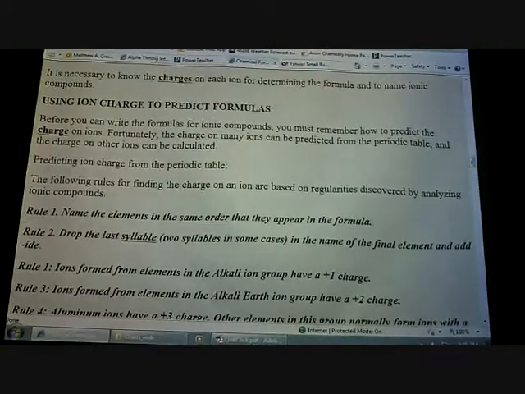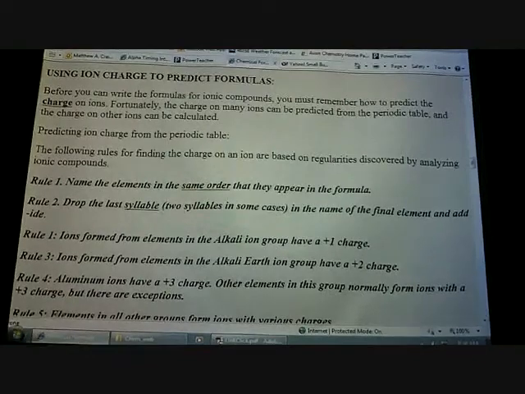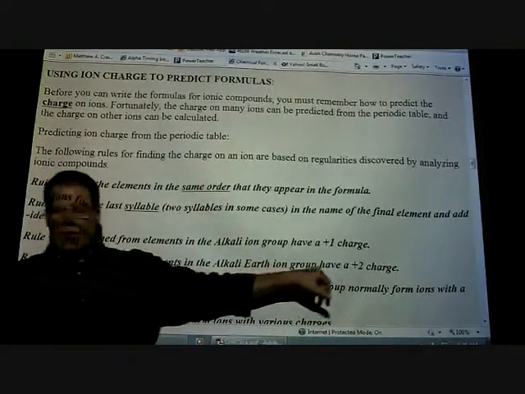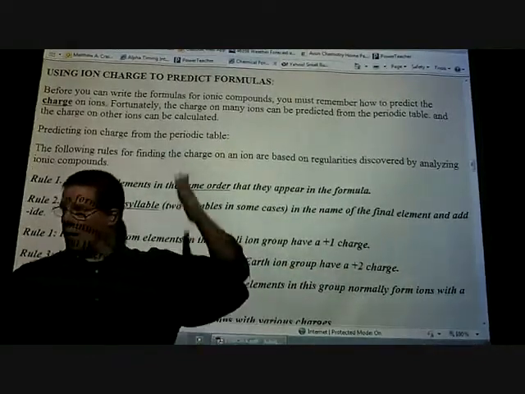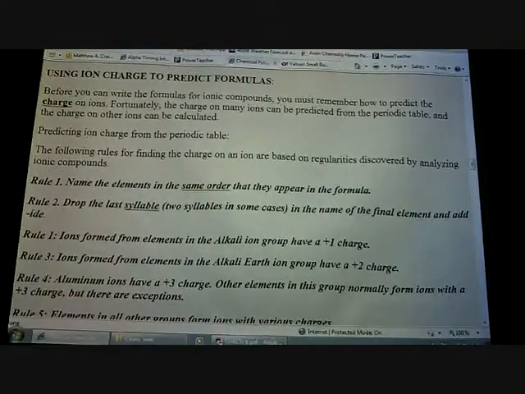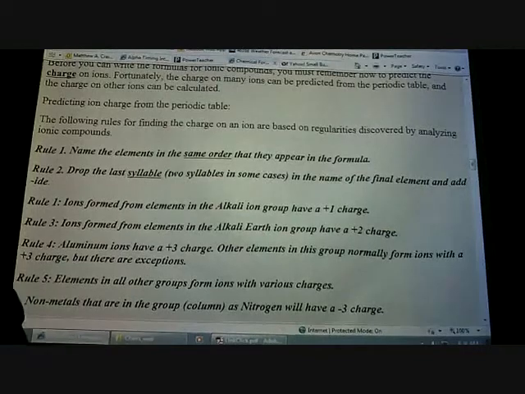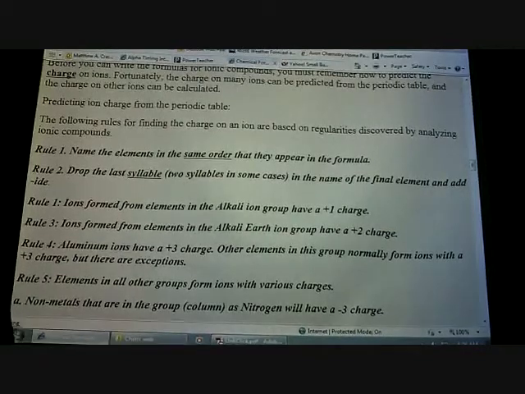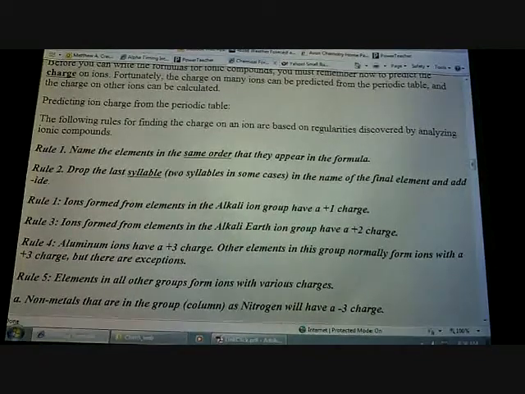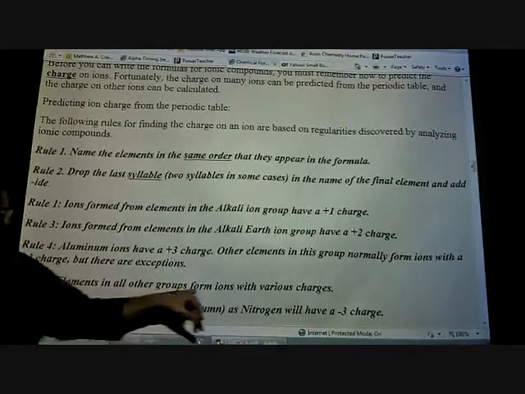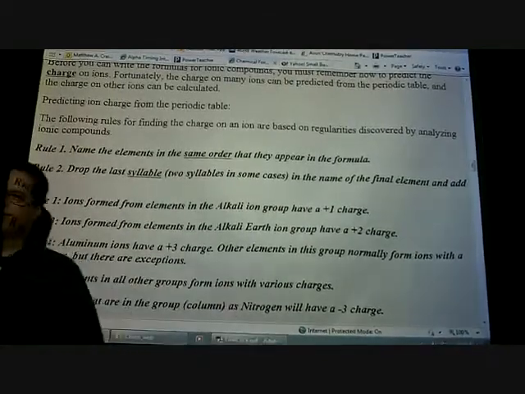All right. Elements in group 2A, the alkaline earth metals, they like to have a +2 charge. Rule number 4, aluminum ions have a +3 charge. We really won't look at the other metals yet below that, but they also have a +3. And then I like this, other elements have various charges. That's a cop-out.